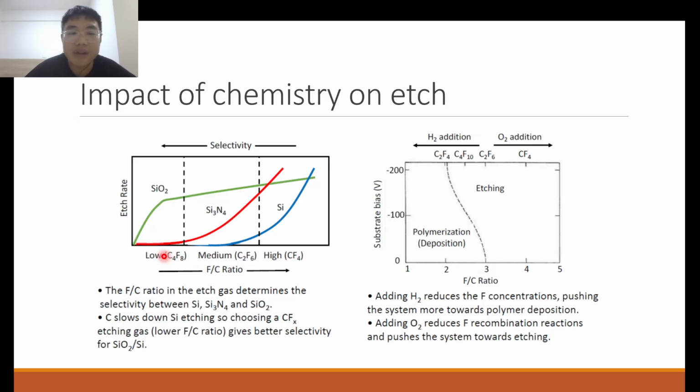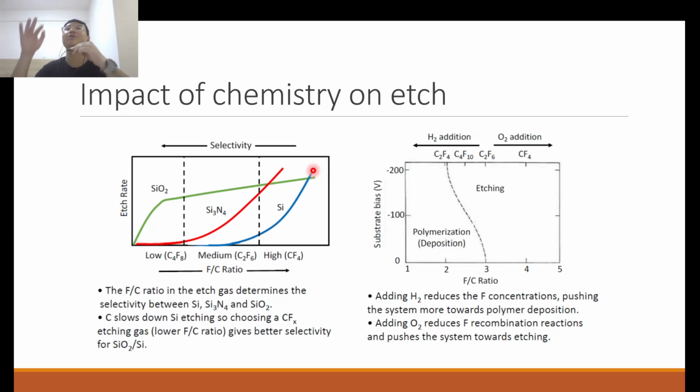For example, if we use a fluorocarbon as your etching gas, when you have a low fluorine ratio, SiO2 is etched at a much higher rate than nitride and silicon, because SiO2 is more sensitive to fluorine etch. It is more easily etched by a low fluorine concentration. However, when you have a high fluorine concentration, like CF4, where every carbon atom has 4 fluorine atoms connected to it, you can say this is a high fluorine to carbon ratio. We see that silicon, nitride and SiO2 all get etched very quickly, and so this is poor selectivity.